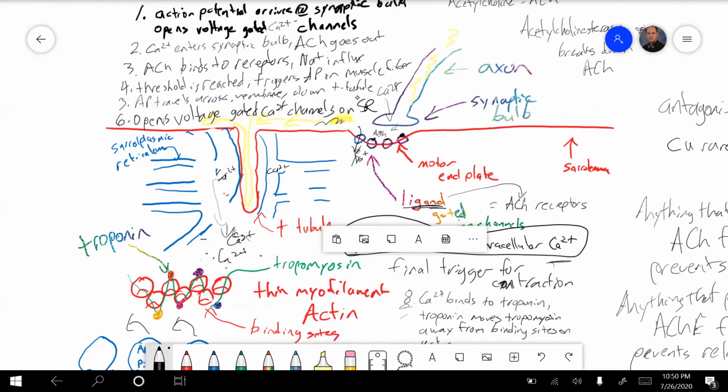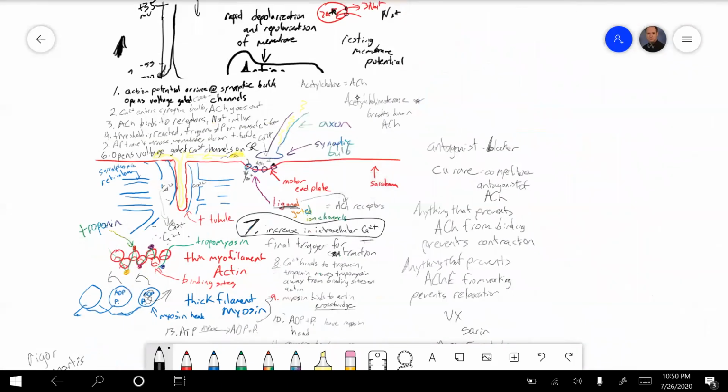In terms of what I expect you to know exam-wise, by no means am I going to ask you to walk through this process step by step. That's not important. It's not important that you know step by step what happens in the cross-bridge cycle. What is important is that you can apply what you know about the cross-bridge cycle to something clinical, because that's what's going to come into play.